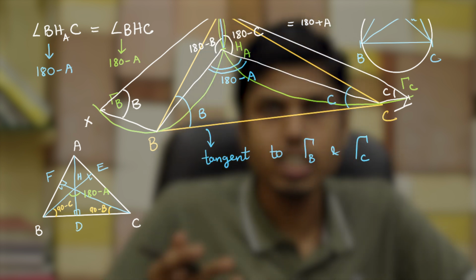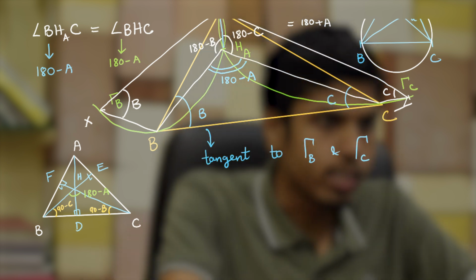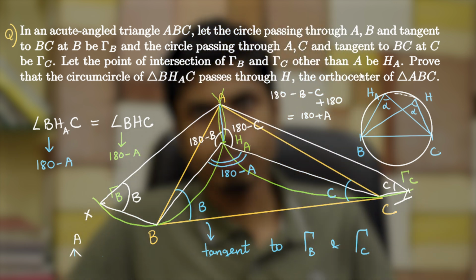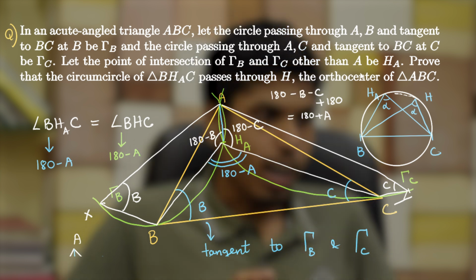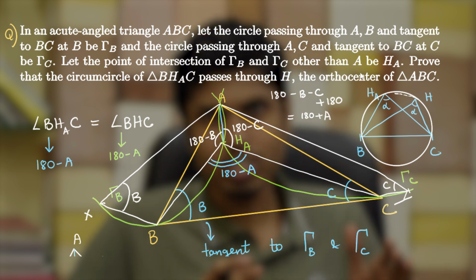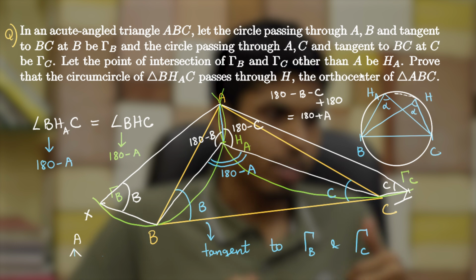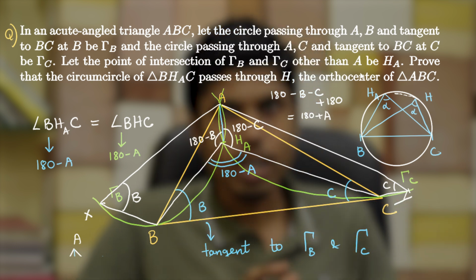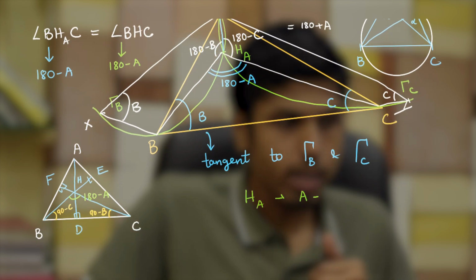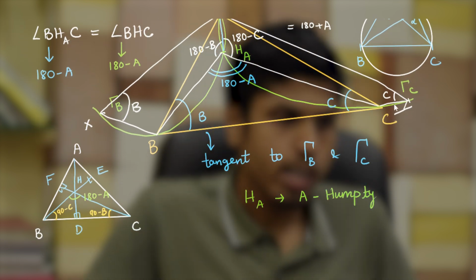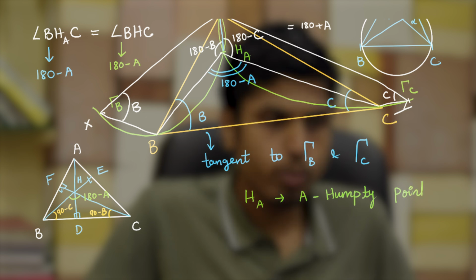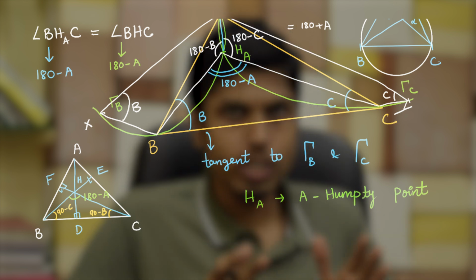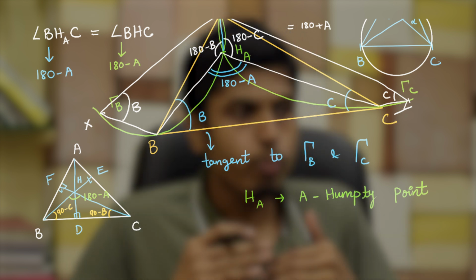The points B, C, H, HA are concyclic. Thus, the circumcircle of triangle BHAC passes through the orthocenter of triangle ABC. And here, I did not mention the name of HA. I actually disguised it as some intersection of two random circles, but it is actually a special point in geometry named as the A-Humpty point. And there are more properties of this point which I did not mention. You can work on these properties and develop more properties of this.